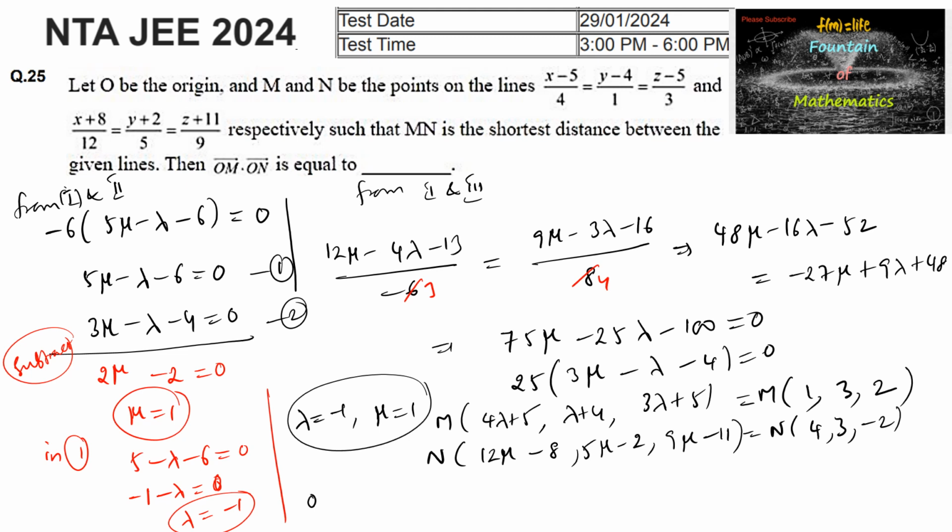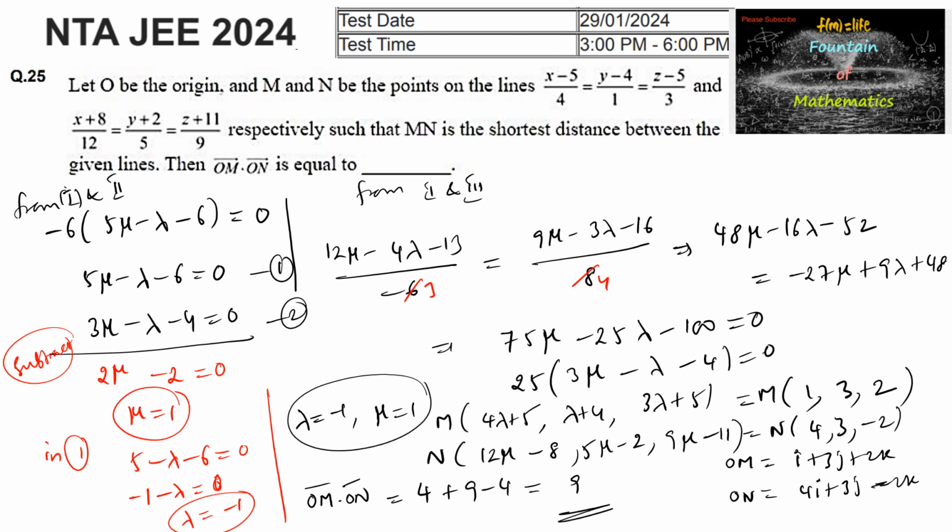Now we need to find OM dot ON, means dot product of these two, which is the direction multiplication we can use. So we get our OM vector, we can write it as i plus 3j plus 2k, and ON vector we can write 4i plus 3j minus 2k, so that OM dot ON is nothing but the dot product. So 1 into 4 plus 3 into 3 plus 2 into minus 2, minus 4, which is equal to 9. So we can say that OM dot ON is equal to 9. So 9 is the answer.